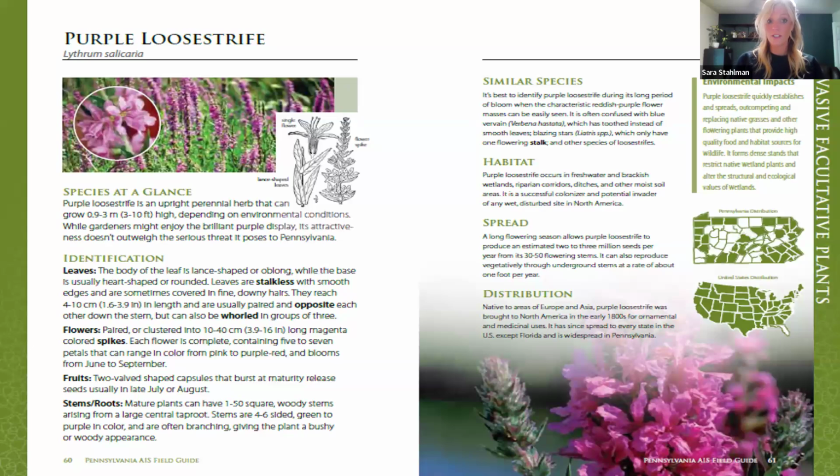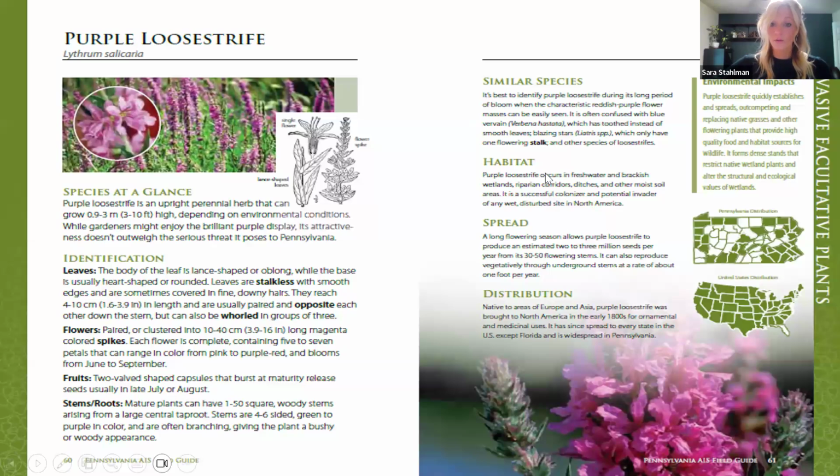For a lot of these species, there might be lookalikes. So this will tell you how to identify and tell them apart. What are some feature characteristics that you want to look for? For example, this purple loosestrife species might be confused with blue vervain, and so it gives you those tips for how you can tell them apart.